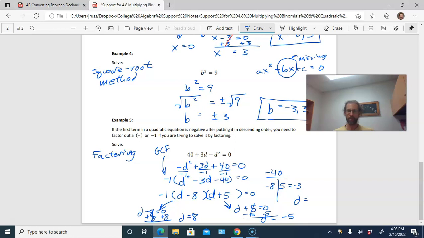We could say d is equal to -5, comma, positive 8. And we did this one by factoring. Although you could have, once you had it in descending order, you could have used the quadratic formula. A would be the -1, it's understood here. B would be the 3, and C would be the 40.